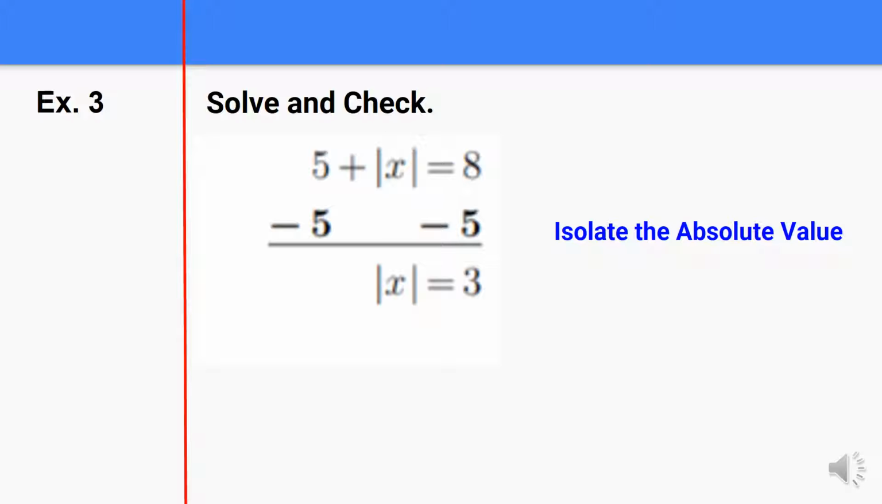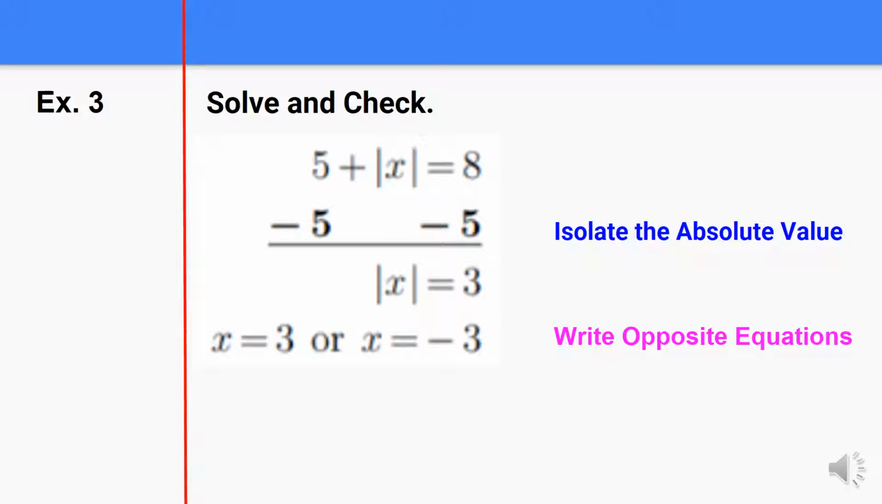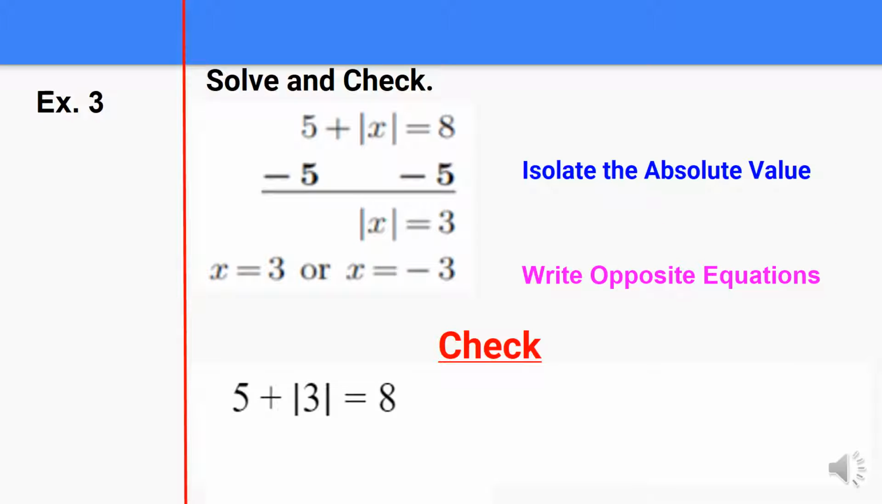Now, finally, we can create or write opposite equations. We've got x equals 3 or x equals negative 3. Let's see if this works. And the first one does. We plug in a positive 3 into that absolute value. And sure, that's just positive 3. Plus 5 is 8. Yes, check. We put a check. Woohoo.